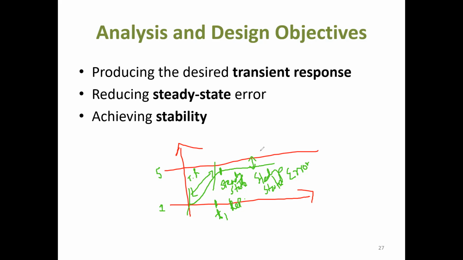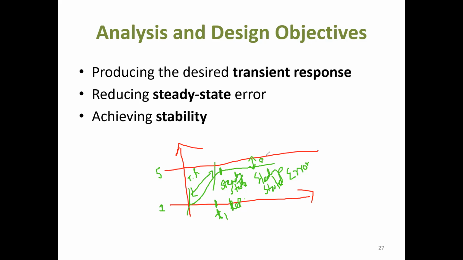And reducing the steady state error. So you want to reduce this one. You want to reduce the error as much as possible. So that is the second objective. The final objective is achieving the stability. Stability, you can achieve easily. But to understand the stability, you have to check out chapter 6. We'll go to that chapter later.